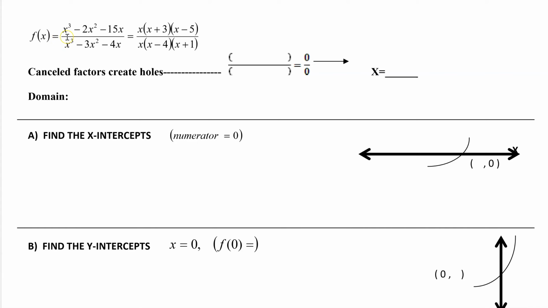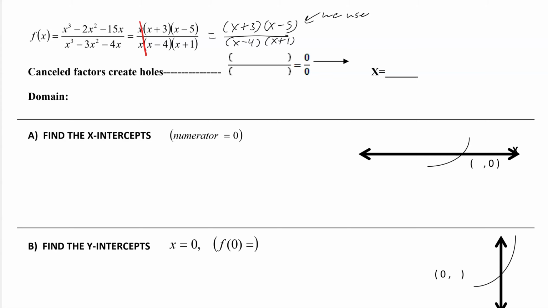Okay, so the first thing you're supposed to always do is factor these. And so I factor out a common x and then factor the trinomial. And what you want to do now is look for things that cancel. So on this one, our x's cancel. And so that gives us x plus 3, x minus 5, and x plus 1.